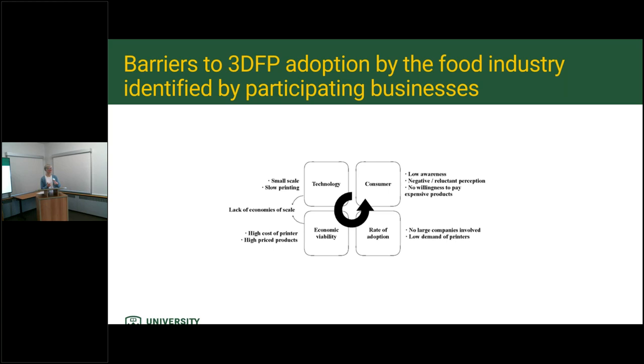And while you can set up multiple printer heads and do many products at one time, it still is quite piecemeal and better suited to products that are unique and printed one at a time. So the printers can be relatively high in cost and it results in a product that you would probably charge a premium for. In terms of the rate of adoption, it's still early days and there aren't a lot of large companies involved and there's still relatively low demand for printers, but it is moving. And so we anticipate that we will get to a point where things do scale up and the technology improves and becomes faster and less expensive, as we see in pretty much everything.